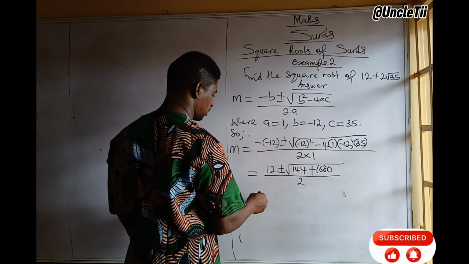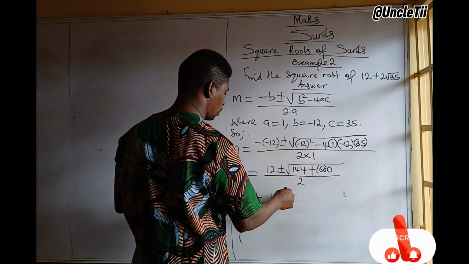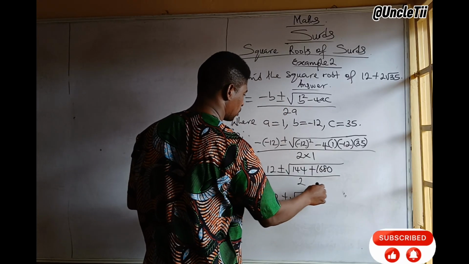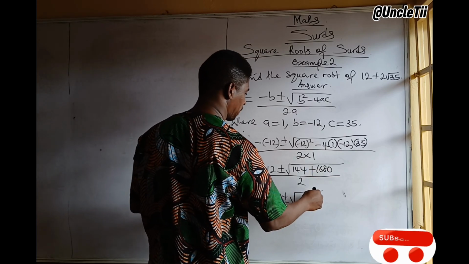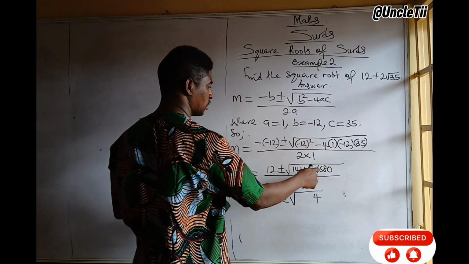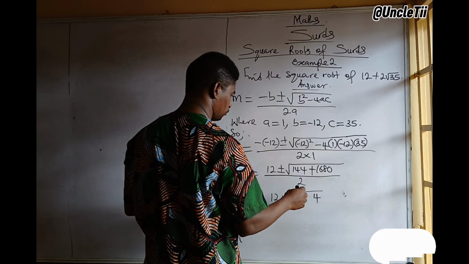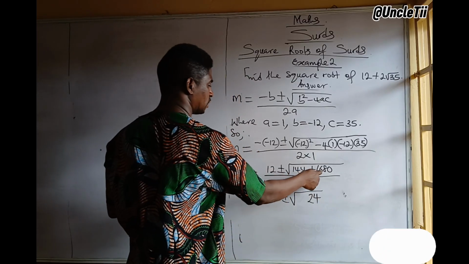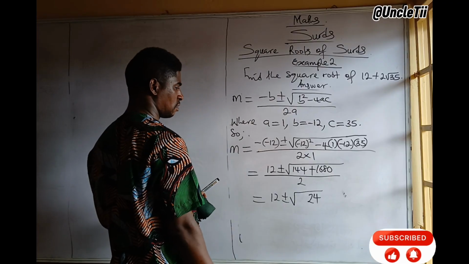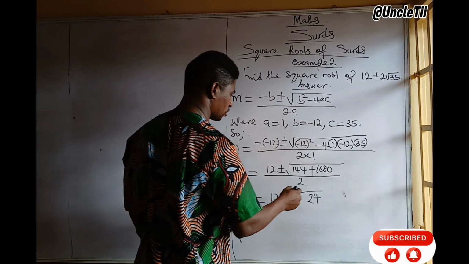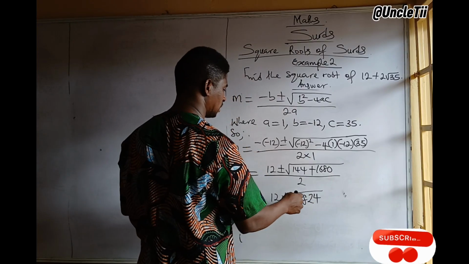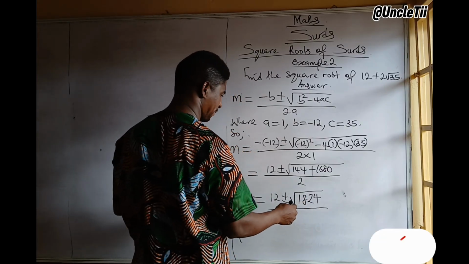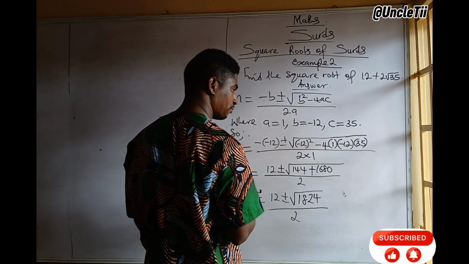So this will give us 12 plus minus the square root of 0 plus 4, which is 4. 8 plus 4 is 12, 2 carry 1. 6 plus 1 is 7, plus 1 is 8. Then we have 1 over 2.